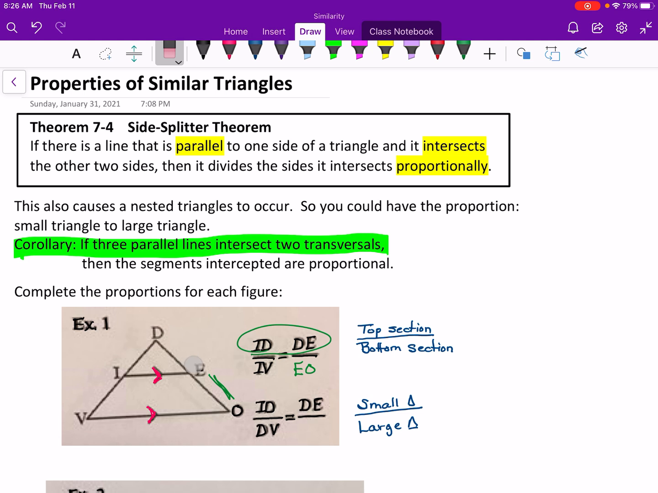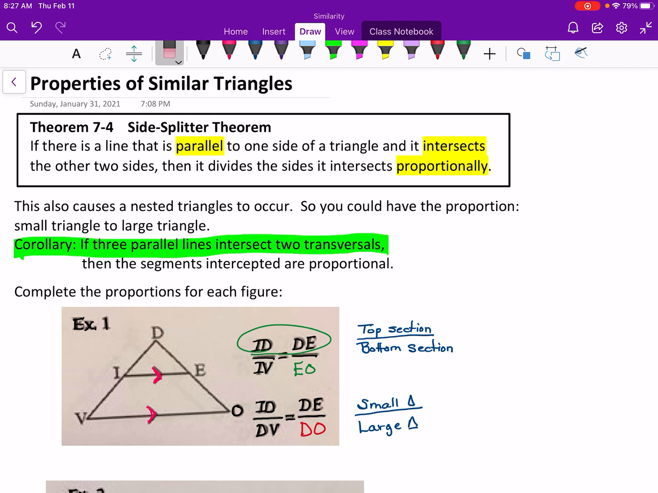Let's look at what we have and identify what's missing. We have ID compared to DV, so a small piece compared to a large, and you could also think of this as small triangle compared to left side of the large triangle, is equal to DE over, well, the large triangle is DO. Just matching corresponding parts.